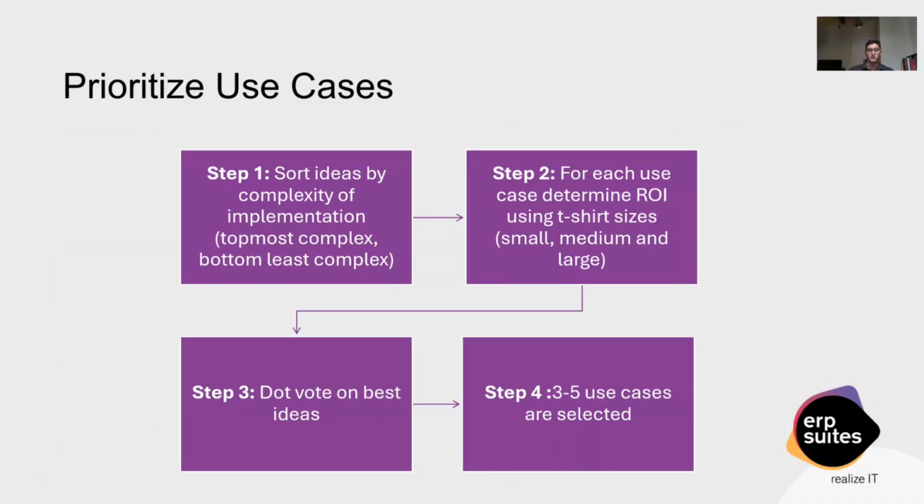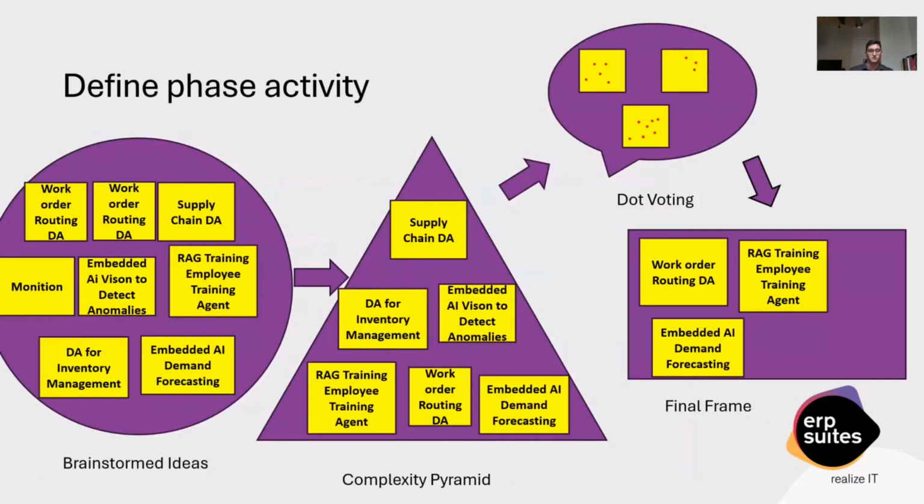That's another important thing to think about when prioritizing these use cases. These things will help show the level of complexity. So I'm going to go forward to the next one. This is the prioritizing phase. We look at the brainstorm ideas here. As I showed before, we start with the top left: the work order routing DA is one we looked at, and supply chain management is another. You saw those all in the previous step.